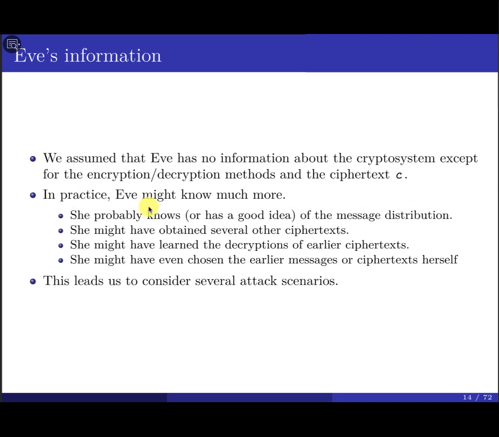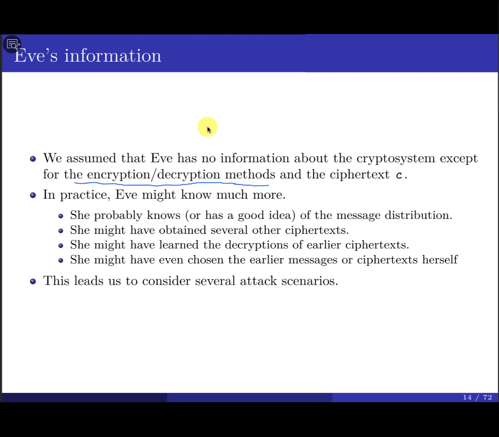So what kind of information do we expect Eve to have? By the way, when I say Eve, this means any bad guy. Generally speaking, we're going to use Eve and Oscar in this class. We assume that she doesn't have information about the crypto system except the following: what type of encryption scheme you use, for example AES or DES or whatever, and how the encryption and decryption methods work.